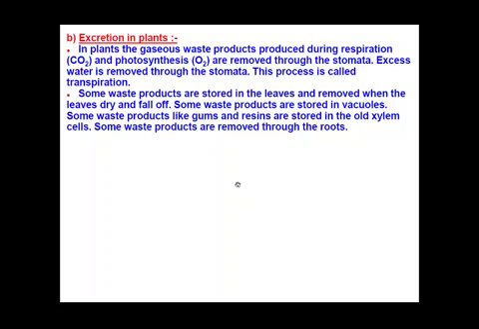Some waste products which are stored in the leaves are removed from the plant's body when the leaves dry and fall off. Certain waste products are stored in the vacuoles. Some waste products like gums and resins are stored in the old xylem cells, and some waste products are removed with the help of the roots.